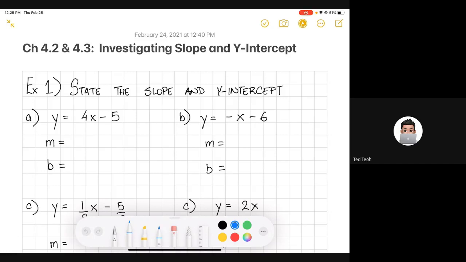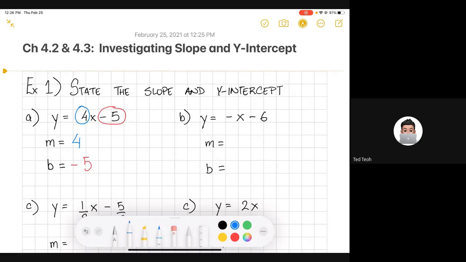All right, so let's look at this first equation, y equals 4x minus 5. You're going to notice the number in front of x is 4. So my slope is 4. All right, the number after x represents the y-intercept. So the y-intercept in this question is negative 5. So just try to remember the number in front of x is the slope. The number after x is the y-intercept.